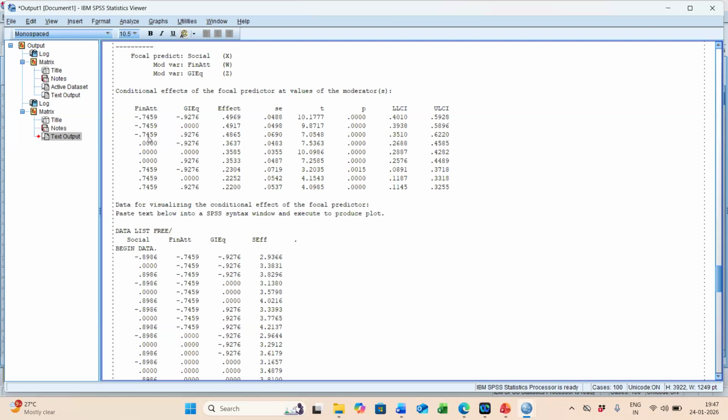The least level of financial attitude is actually causing a severe effect on the financial well-being. And all the p-values are less than 0.05. That means at all possible combinations of both the moderators, the combined effect is significant. That's what this data shows.